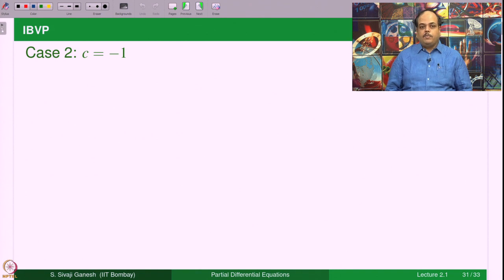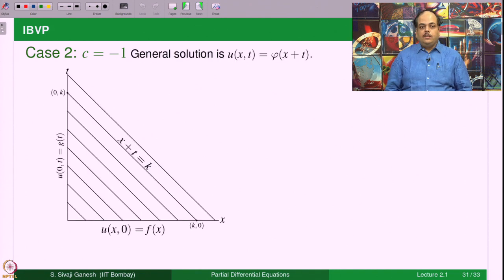Now, the case c equal to minus 1 is totally different. Now, the line is x plus t equal to constant. This line touches both the boundary as well as the initial data. Once again, the solution must be constant on this line. This line touches the initial line at (k, 0), so the value on this line should be f of k, and it touches the boundary at (0, k), so the solution must be g of k. So, on this line the solution is both f of k and g of k.